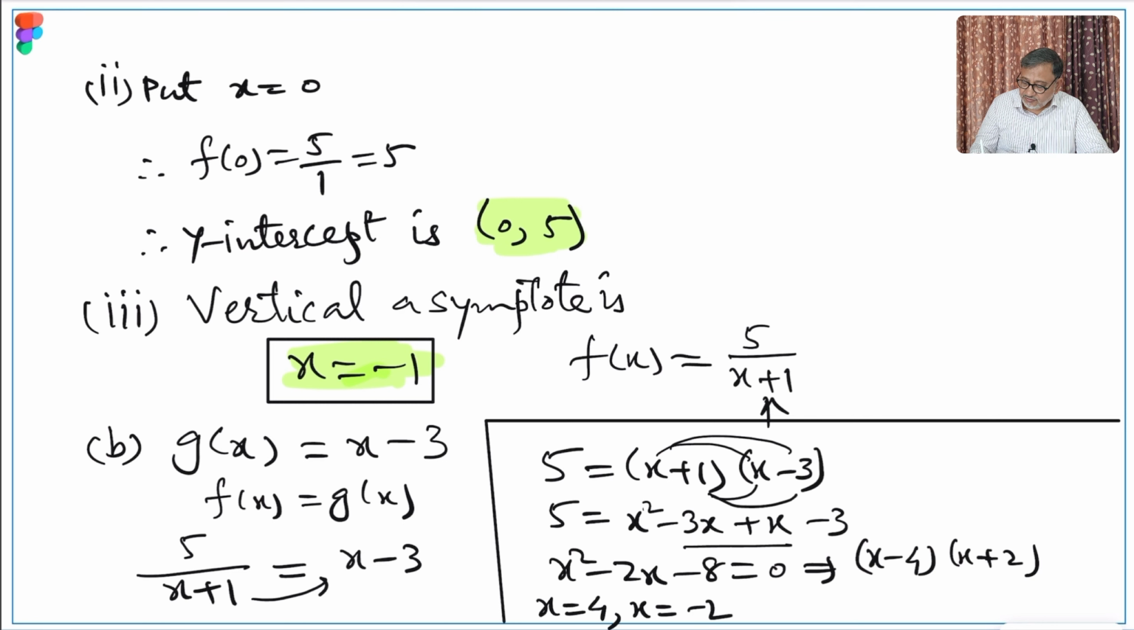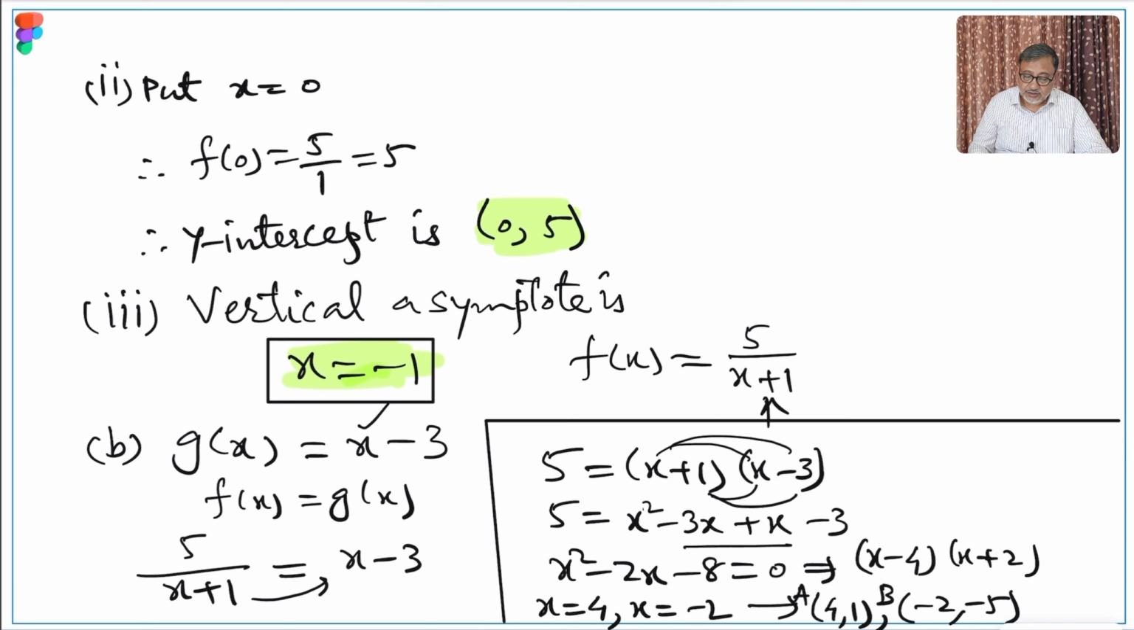So x is equal to 4, x is equal to minus 2. Put in any one of them, put it here, 4 minus 3 is 1. So 4 comma 1 is the y coordinate. And when you put minus 2, minus 2 minus 3 is minus 5. So 4, 1 and minus 2, minus 5 are the 2 points A and B, we can call them, right?